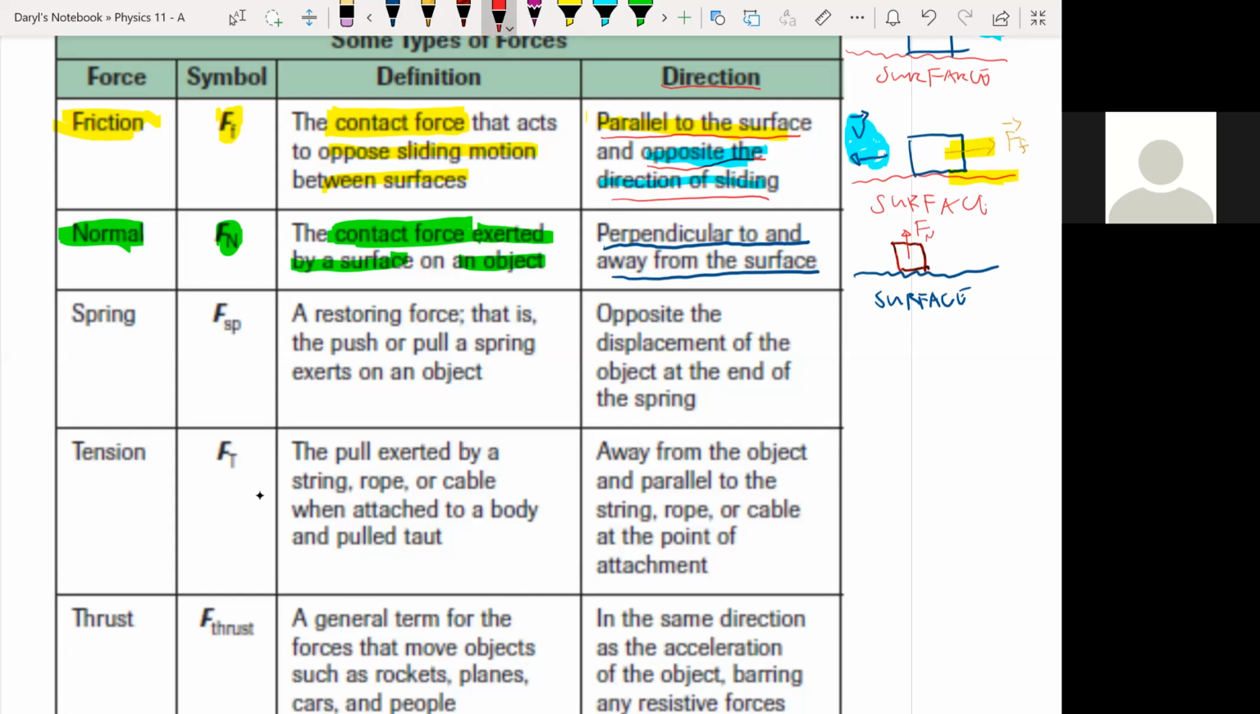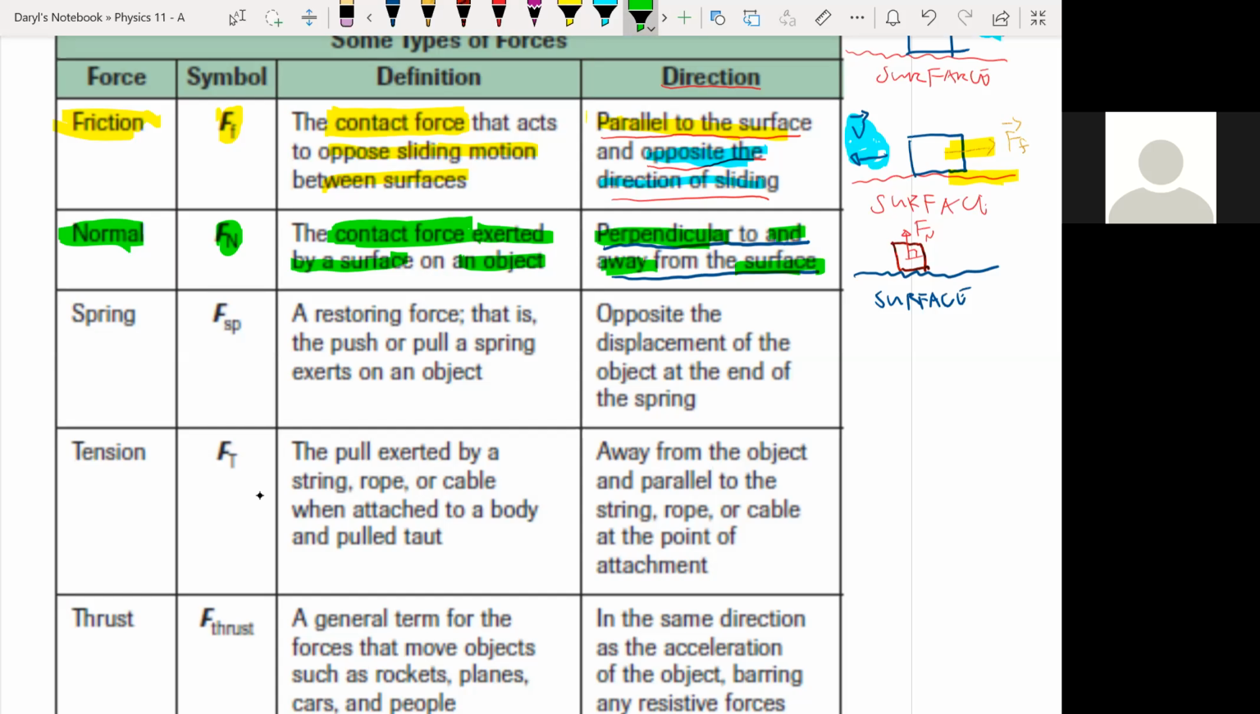Okay, and if you can see, it's always perpendicular. Thinking about the surface, that one there, it's away, always away. So if your surface is here at the bottom, the normal force is upward. And if you reverse it, as long as, if you can see here, it's perpendicular. Okay, so make no mistake about this: it is perpendicular to and away from the surface.